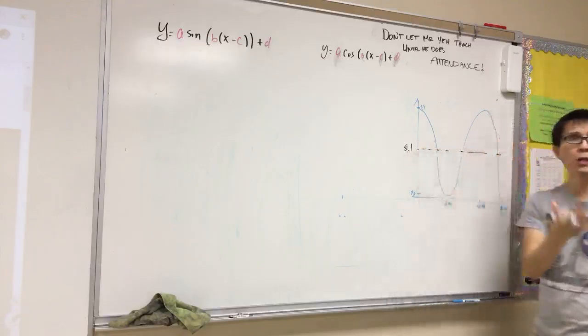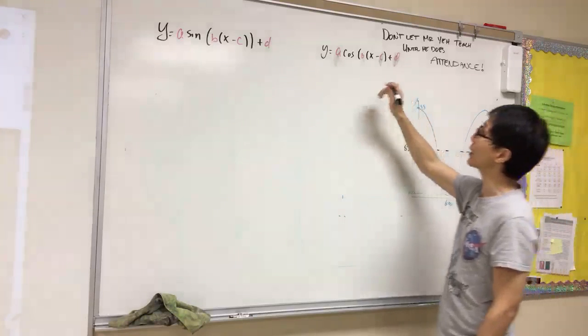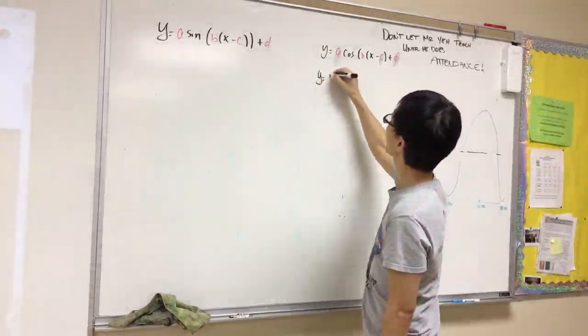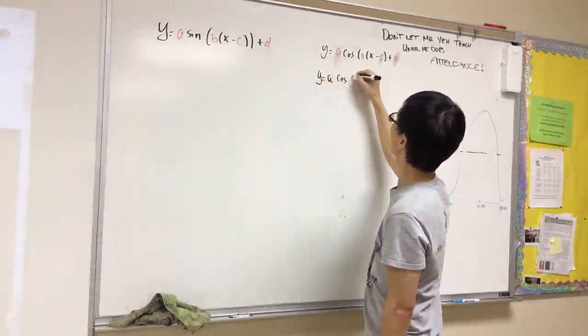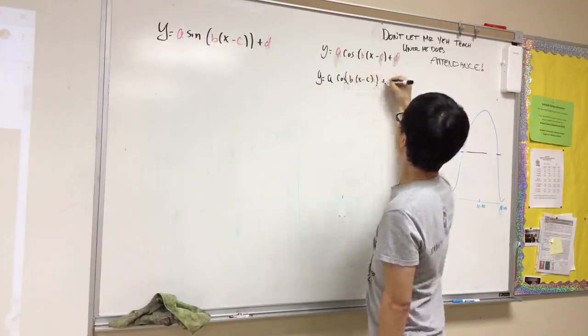So let's say we want to start with cosine, or you want to start with sine. We're going to go with Michael's, because Michael is thinking, I want to start with cosine because I start at the top. So what do I just take this function? Y is equal to a cosine of b of x minus c plus d.